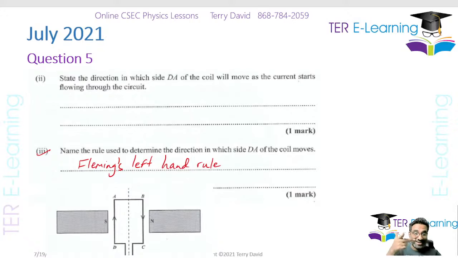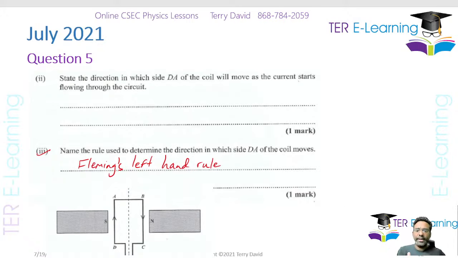I don't know if you see my hands. It'll be kind of hard to do that. But your index finger gives you the direction of the field. Your thumb gives you the direction of the force. And your second finger gives you the direction of the current. Now, let me look at this carefully and see. So you want dA. So we're looking at dA.